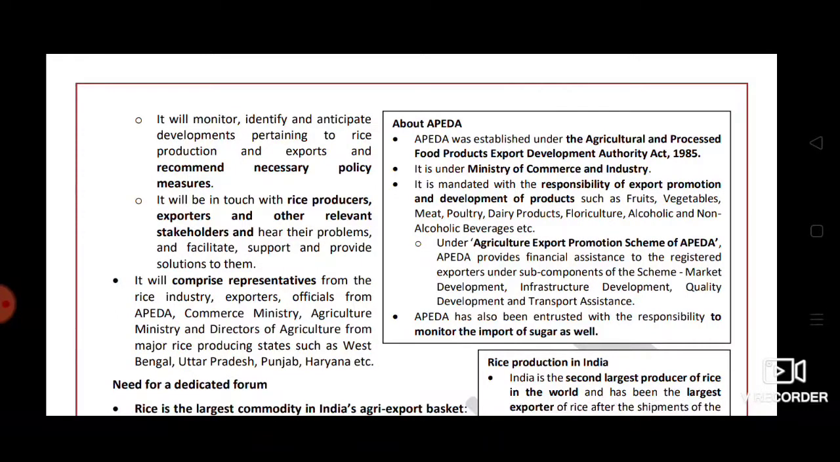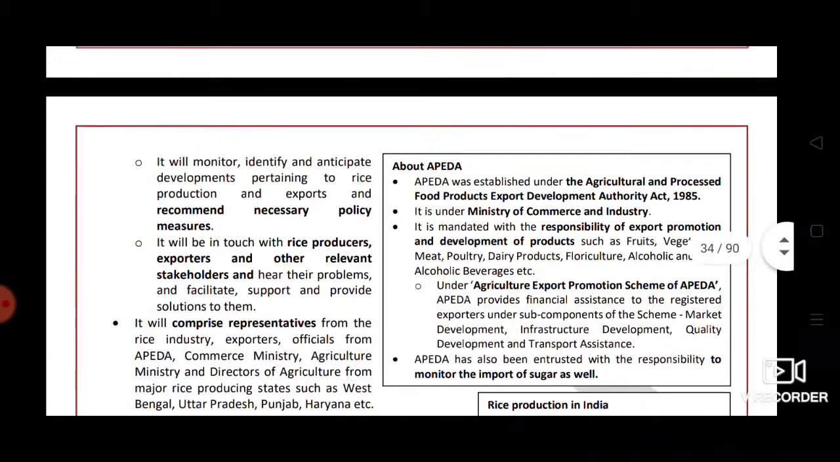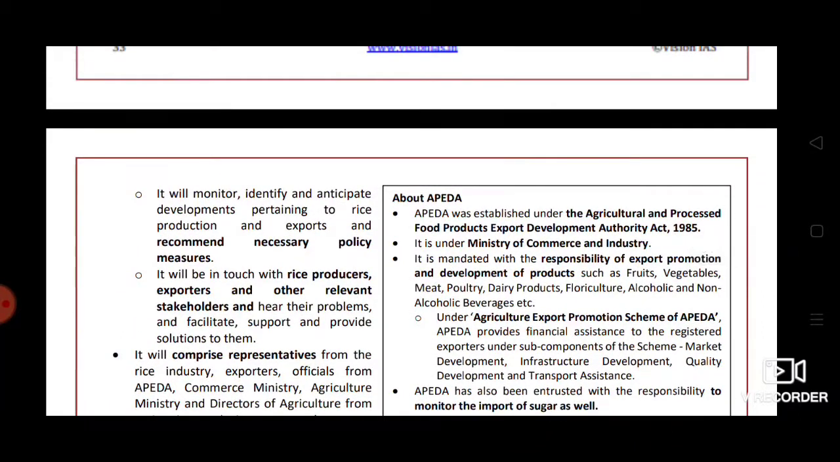So just remember, it is to increase the exports. That is why it is called as Export Development Authority of what? Agricultural and processed food. It is under the Ministry of Commerce and Industry. This is like the favorite questions which are asked in UPSC. Under which ministry is APEDA? Like they might ask you, under which ministry is FCI, or under which ministry is CACP. Same way, under which ministry is APEDA? So that's Agricultural and Food Products. This authority is under Ministry of Commerce and Industry.